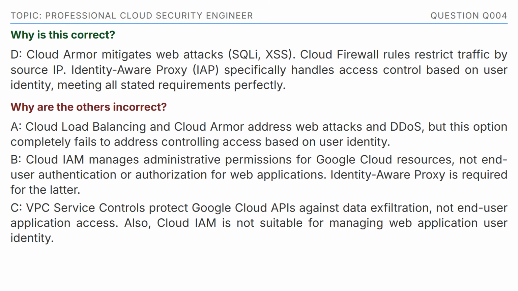Why are the others incorrect? A. Cloud Load Balancing and Cloud Armor address web attacks and DDoS, but this option completely fails to address controlling access based on user identity. B. Cloud IAM manages administrative permissions for Google Cloud resources, not end-user authentication or authorization for web applications. Identity-Aware Proxy is required for the latter. C. VPC Service Controls protect Google Cloud APIs against data exfiltration, not end-user application access. Also, Cloud IAM is not suitable for managing web application user identity.